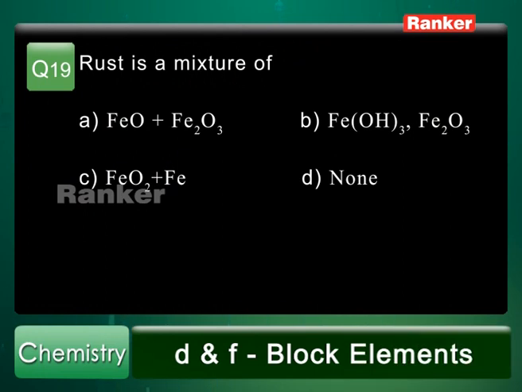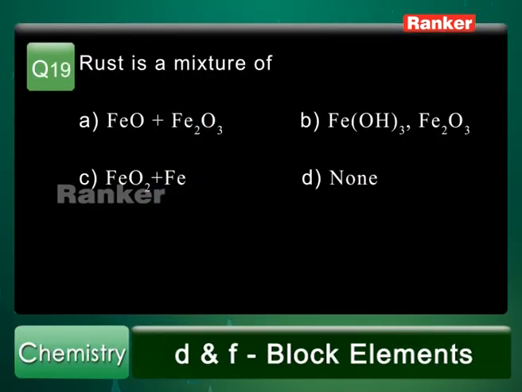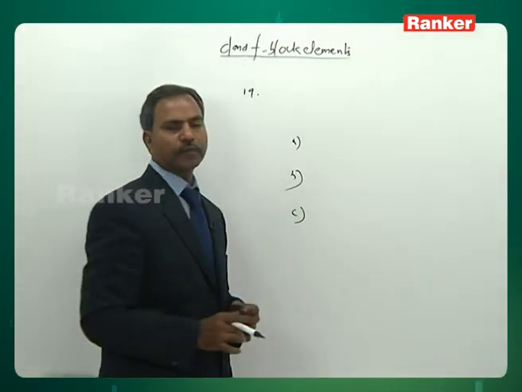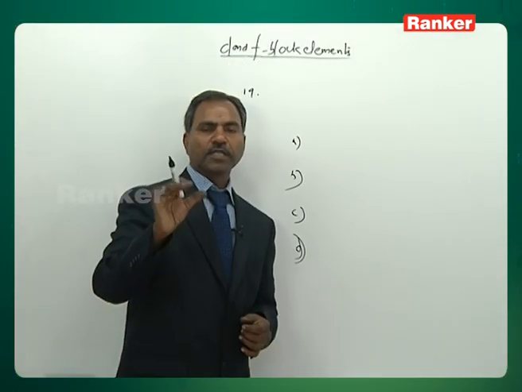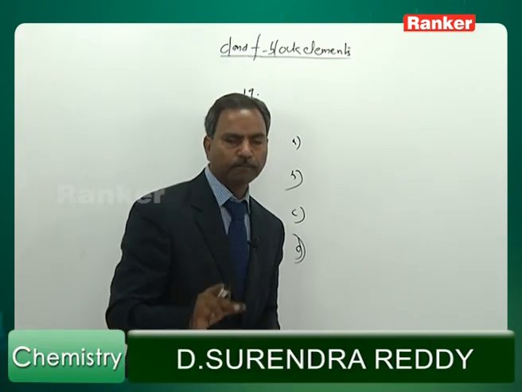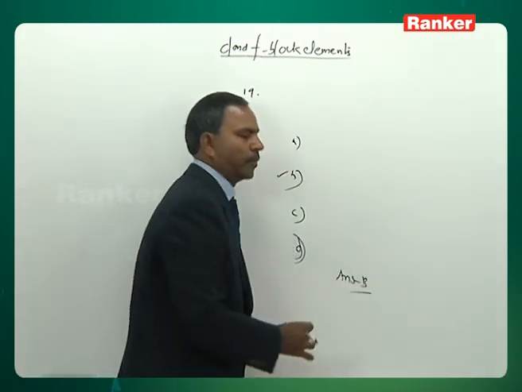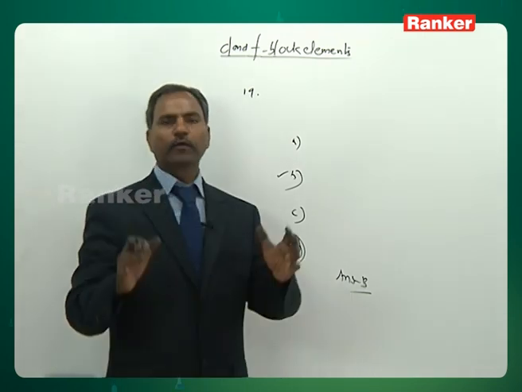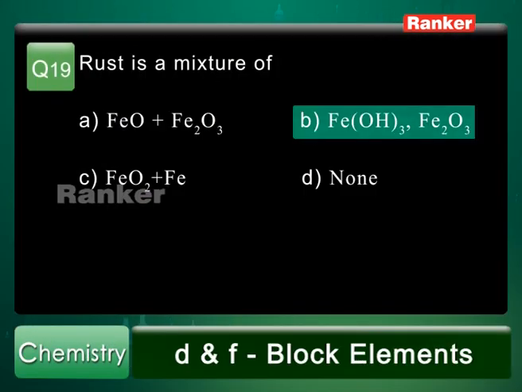Option A is given as FeO and Fe2O3. Option B is given as ferric hydroxide and ferric oxide. Option C is given as FeO2 and Fe. And D is given as none. So here, rust is a mixture of ferric oxide and ferric hydroxide. Therefore, the answer option B is the correct answer. Remember the exact composition of rust: it is a mixture of ferric oxide and ferric hydroxide.